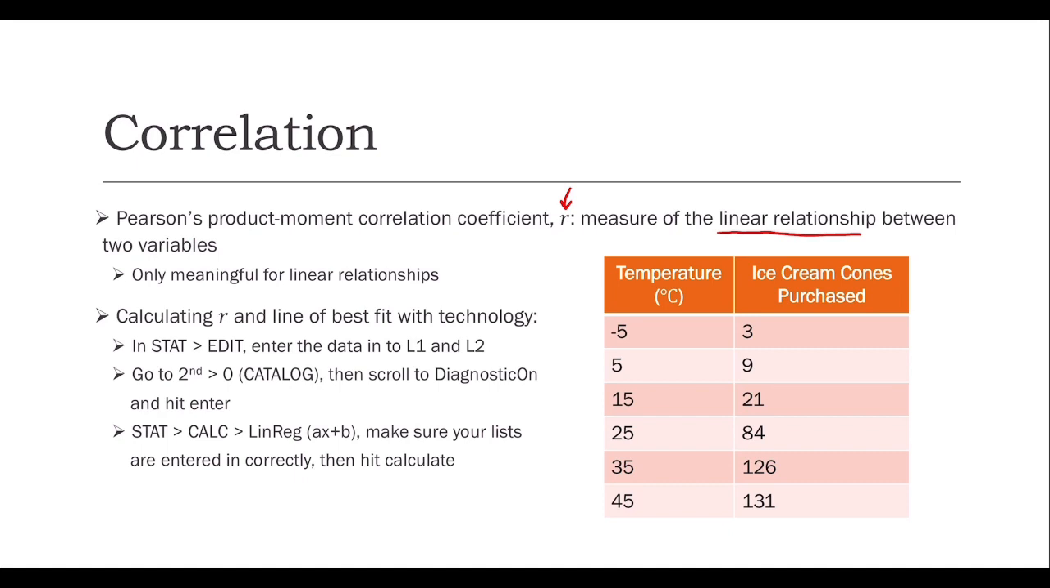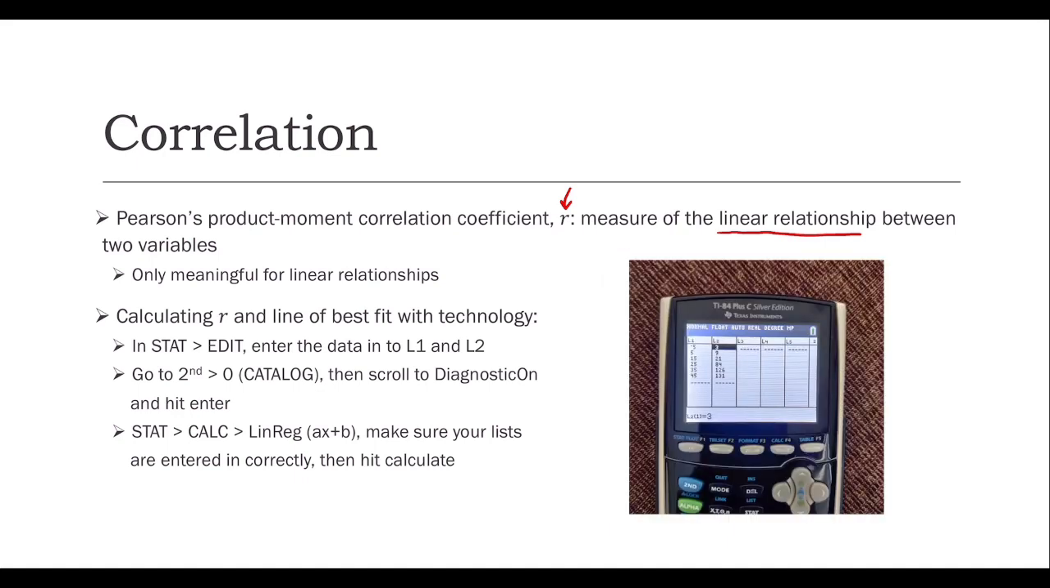To calculate what R is, and to also calculate the line of best fit, which we'll talk about later, you would go to Stat, Edit, and enter the data into L1 and L2. So first we'd have some table, like shown on the right, that shows two different variables. Here we have the temperature in degrees Celsius and the number of ice cream cones purchased. We would take all that data and enter it into our calculator. So it would look something like this.